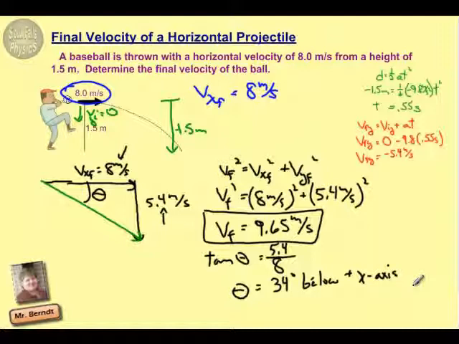If we were to measure this from the x-axis, we actually have to go all the way around in this direction, and we would simply take the 34 from 360, and we would get an angle of 326 degrees from the positive x-axis using math conventions. So our final answer in this case will be 9.65 meters per second, and we can use either angle as our answer for the direction.